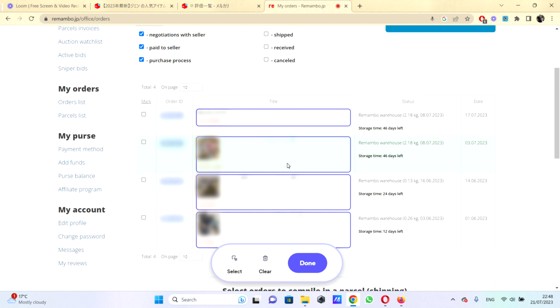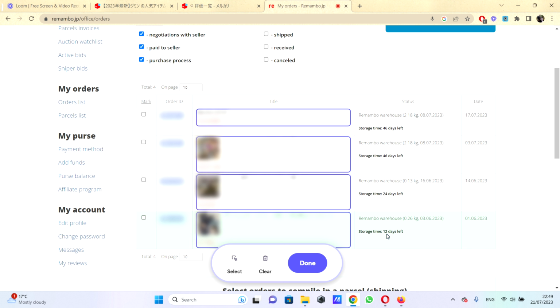This listing, for example, is a listing that I split in two because the price was very high, and I just messaged them and said, hey, can you split this order ID into two of equal value? And they just did it the next day. Then there's the title, the cost, the order ID, how much it weighs when it arrived to the warehouse, when I ordered it, and how much storage time is left. So I really need to ship out this item because the storage time is literally about to run out.